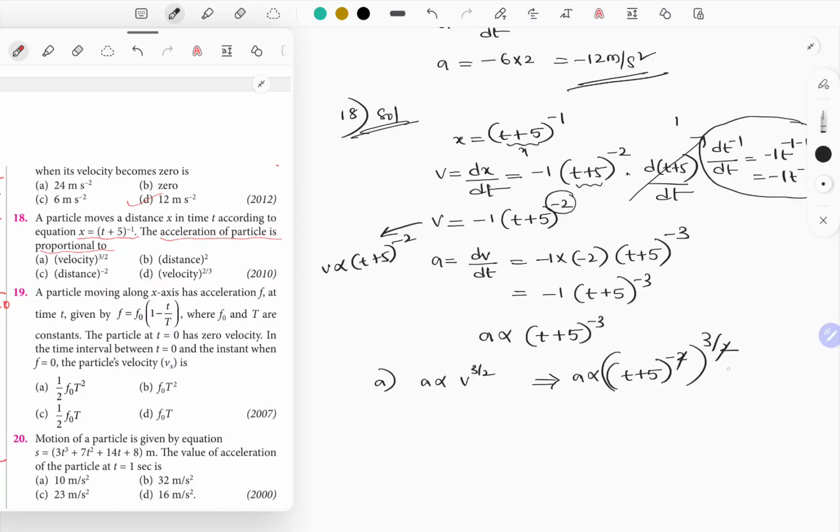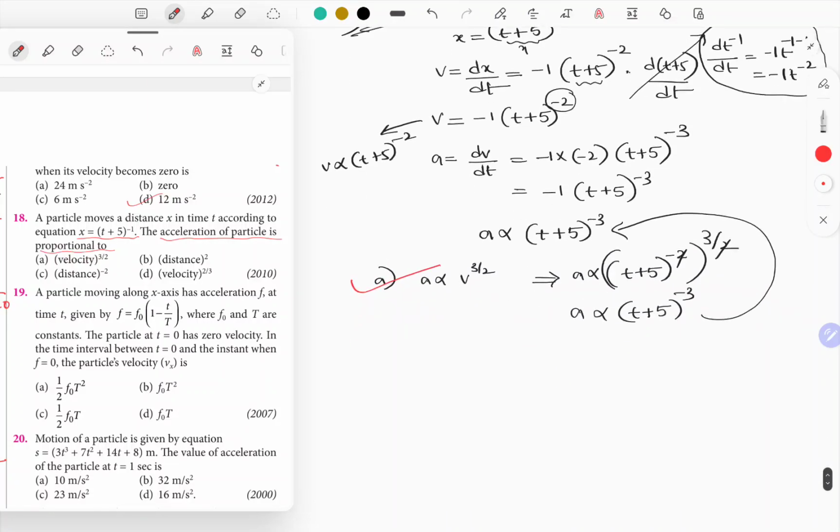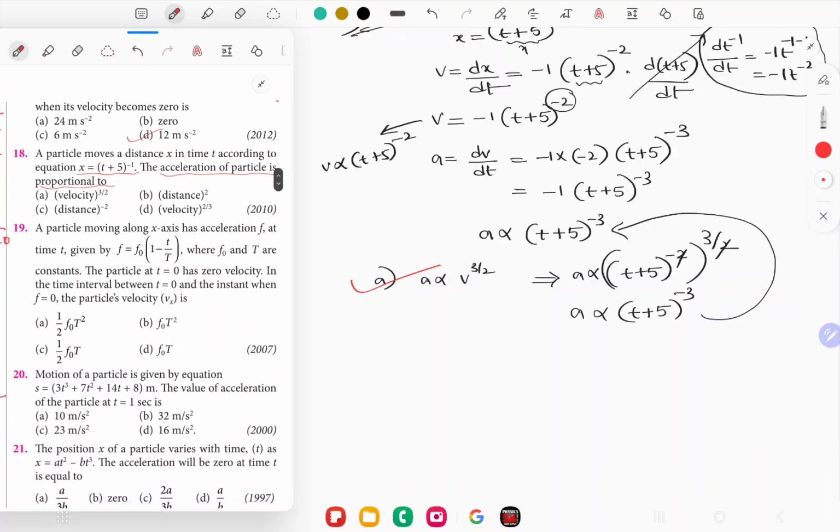This 2 will get cancelled. So finally, I am going to get acceleration proportional to (t + 5) to the power minus 3. Is this answer matching this? Yes, it is. Then the answer is going to be correct. So the first option itself is correct. Next, you can cross check with the help of the remaining equations also. Use the same procedure, you'll get the answer.